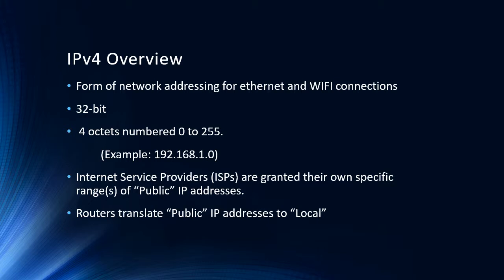An example of what the address looks like is 192.168.1.0. Internet service providers around the world are granted their own specific range or ranges of public addresses. In the home and the office, the router is the device that will translate those public addresses from an ISP to a private address that is used at the local level. This is the basics of how you connect to the internet.